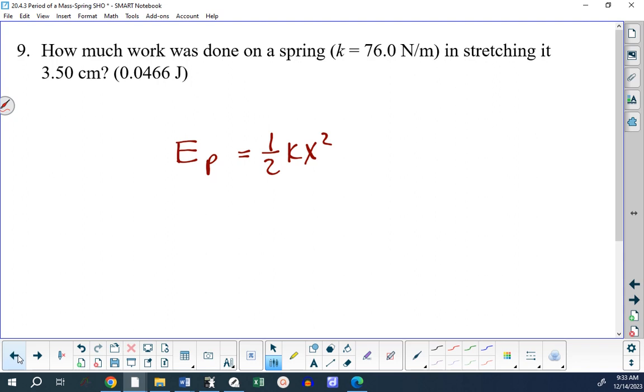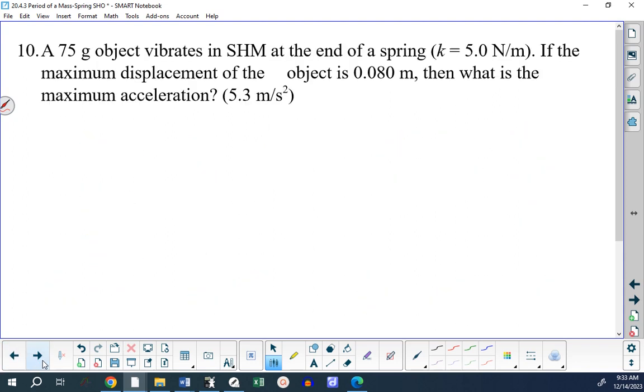Question 10? So a 75-gram object is in simple harmonic motion, which means it's a simple harmonic oscillator, which means everything we've talked about is true. The energy is conserved, mechanical energy is conserved, the force varies, the acceleration varies, all of that stuff is true. We're given the spring constant and you're told the maximum displacement and you want to know the maximum acceleration. So again, it doesn't have to be this epic problem where you're going to set energy at one place equal to energy at another place.